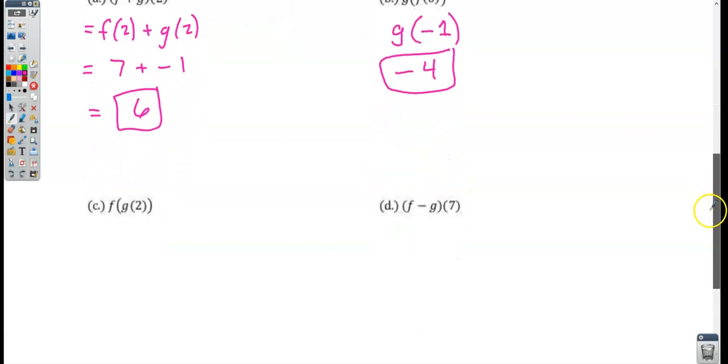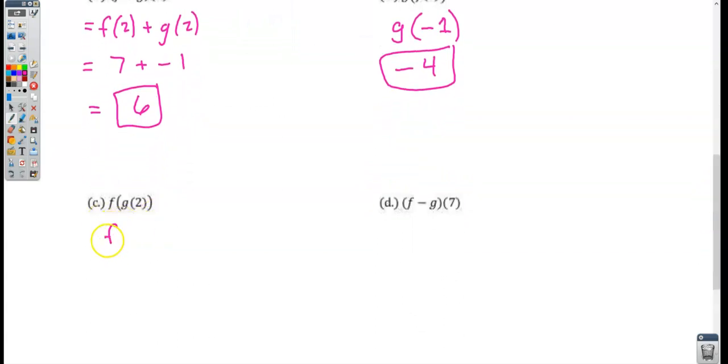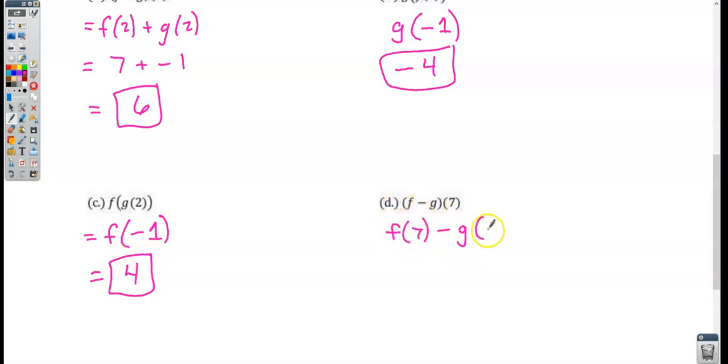All right, scrolling down. Then we're going to do f of g of 2. We want to replace g of 2 with what it's equal to. G of 2 is equal to -1. So the value of this is going to be equal to f of -1. And I can read that value is 4 from my values. And then the last one, f minus g of 7. So that's going to be equal to f of 7 minus g of 7. The value of f of 7 is 1, which we can read from our list, and the value of g of 7 is 4. This is 1 minus 4, or -3. Those should have been the values for your summarizer there.